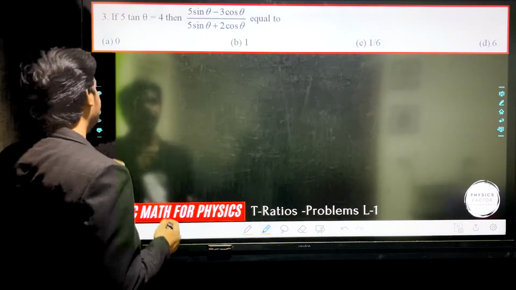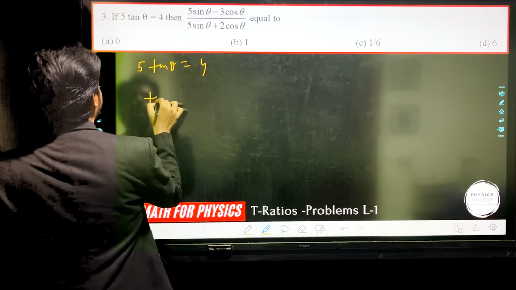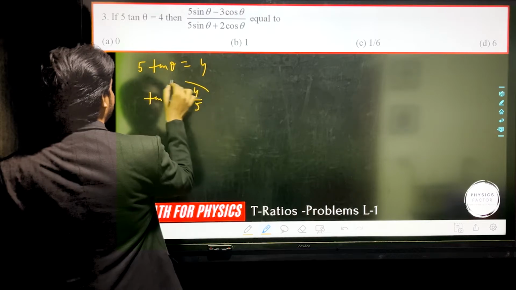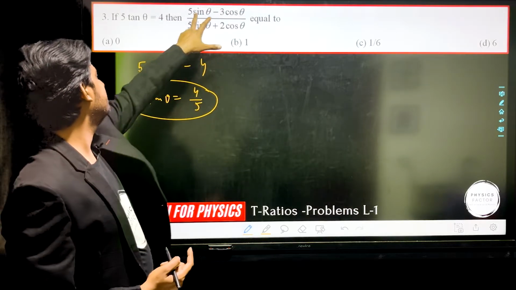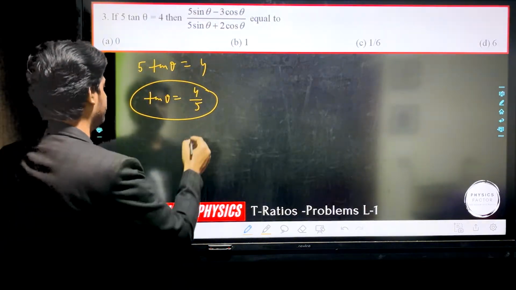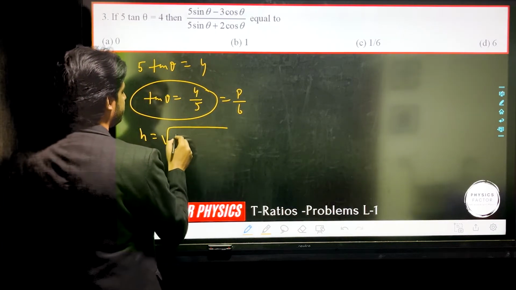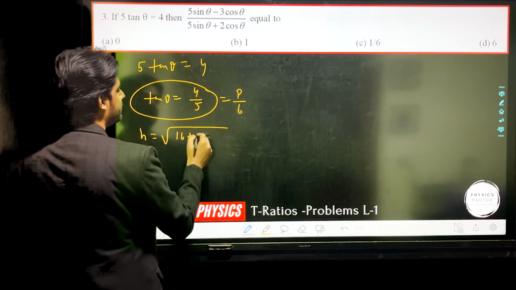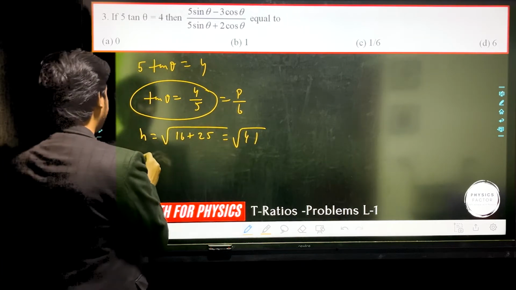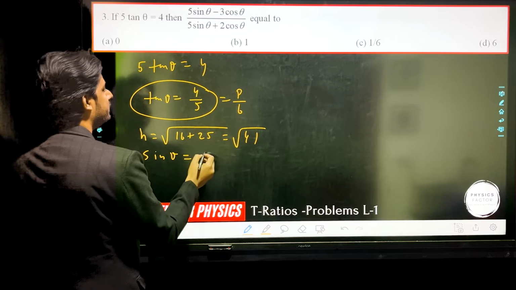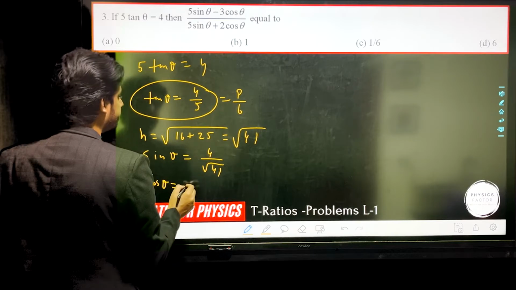So the method is simple. Whatever is given, you write it. 5 tan theta equals 4, so we can write tan theta equals 4 by 5. First of all, we'll write this. Then based on this, we'll write all the possible trigonometric values that are needed. So we need sin theta and cos theta. So we'll write P upon B. We'll calculate the hypotenuse. So hypotenuse is root of 16 plus 25, so it is coming root 41, right? And then we'll calculate the sin theta value. So sin theta value is 4 by root 41 and cos theta value is 5 by root 41.